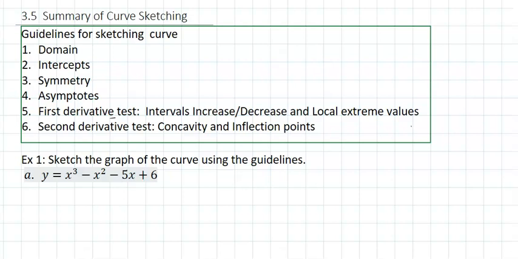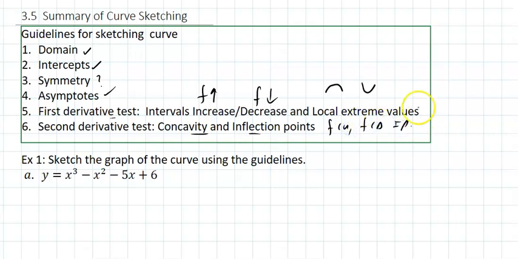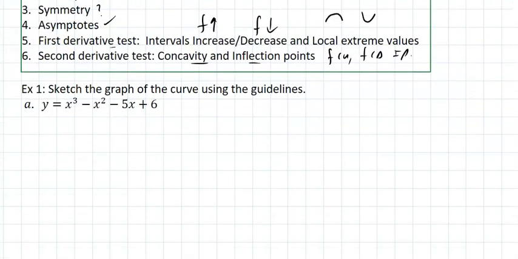3.5 talks about summary of curve sketching. So the guidelines for curve sketching: we look for domain, we look for intercepts, symmetries kind of sort of. Asymptotes are a must. First derivative test is very useful. It's going to tell you where f is increasing, where f is decreasing, and whether you have a maximum or a minimum. And the second derivative test is going to tell you where f is concaving up, where f is concaving down, and if you have inflection points. And that's going to be key for us to sketch a graph.